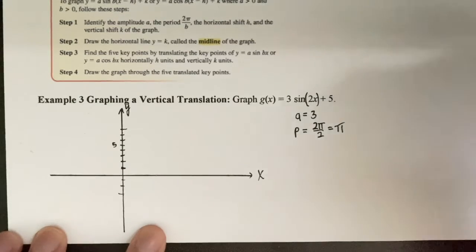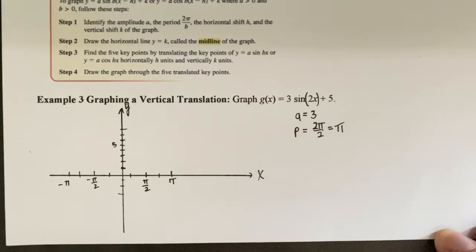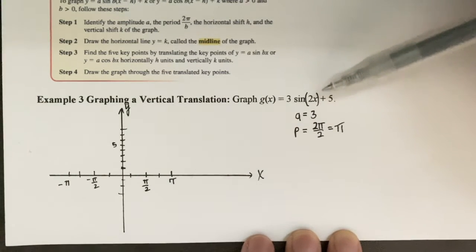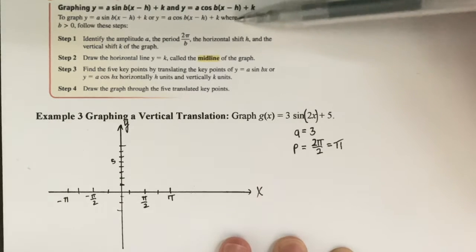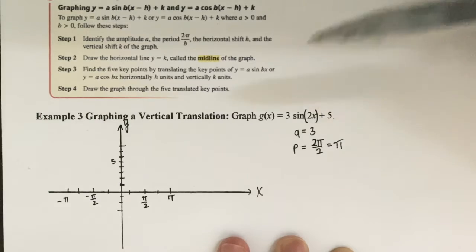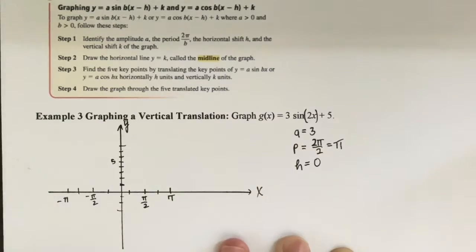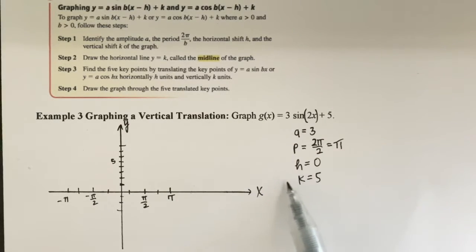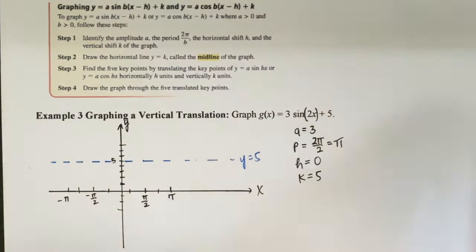So I'm going to place pi on my graph and divide it into quarters, and I'm going to do the same on the negative side of the graph. Next, we are going to identify the horizontal and vertical shift. Because there is no h value here, since the h value would be in parentheses with your x, there is no horizontal shift, so I'm just going to say h is equal to 0, and we have a vertical shift of 5. You're going to draw the midline, and the midline occurs at y is equal to your k value. So I'm going to draw a horizontal line going through 5. There's our midline, y is equal to 5.